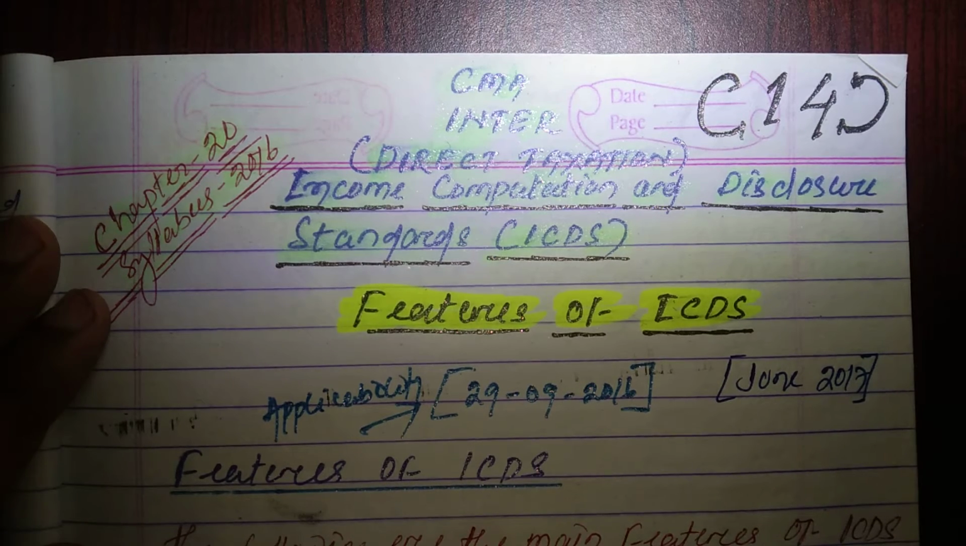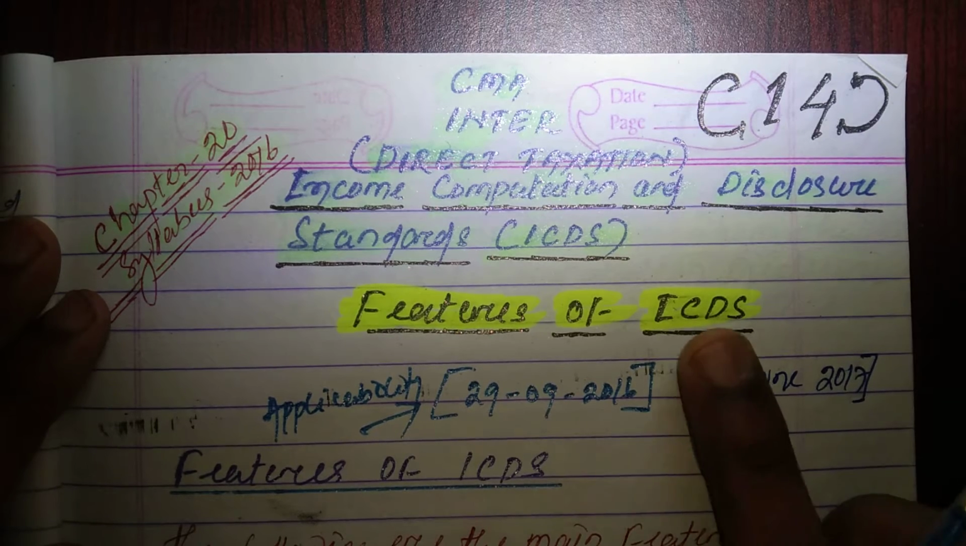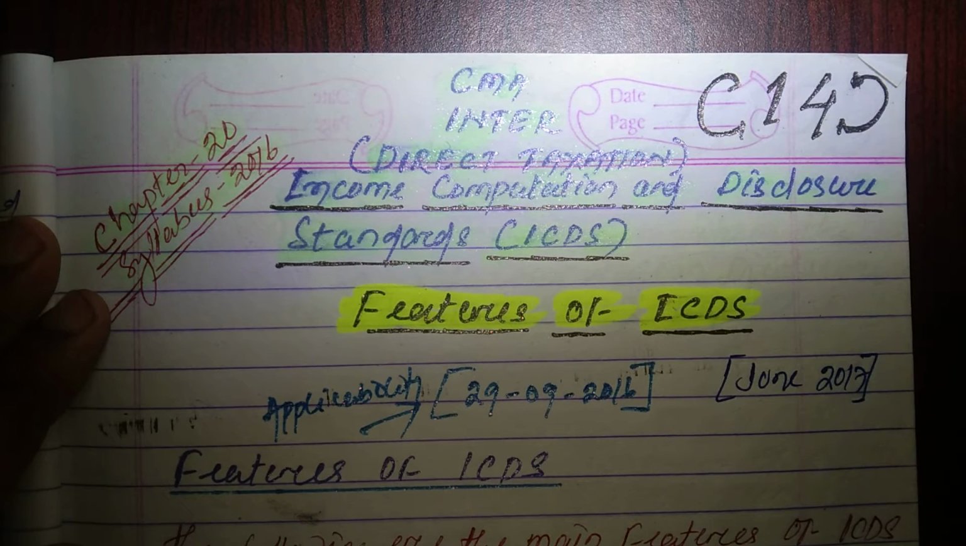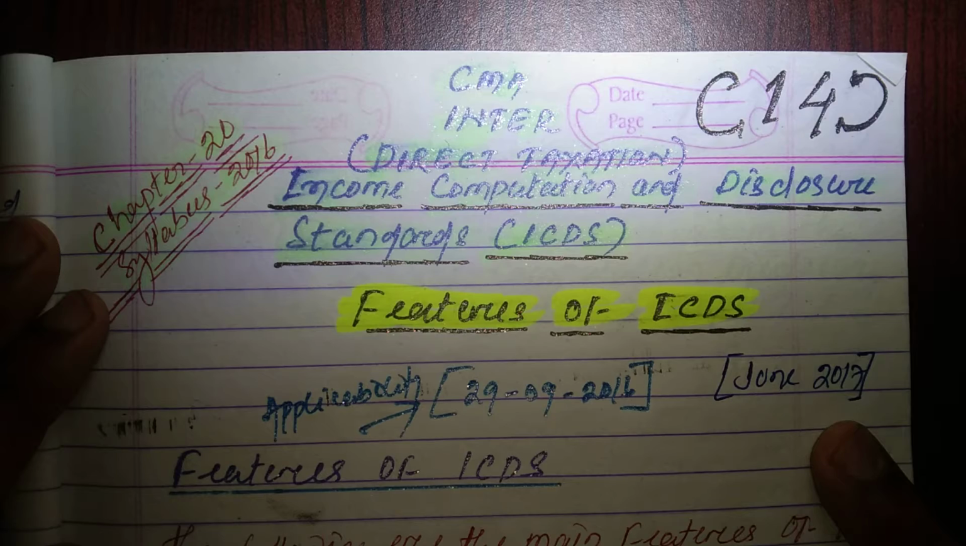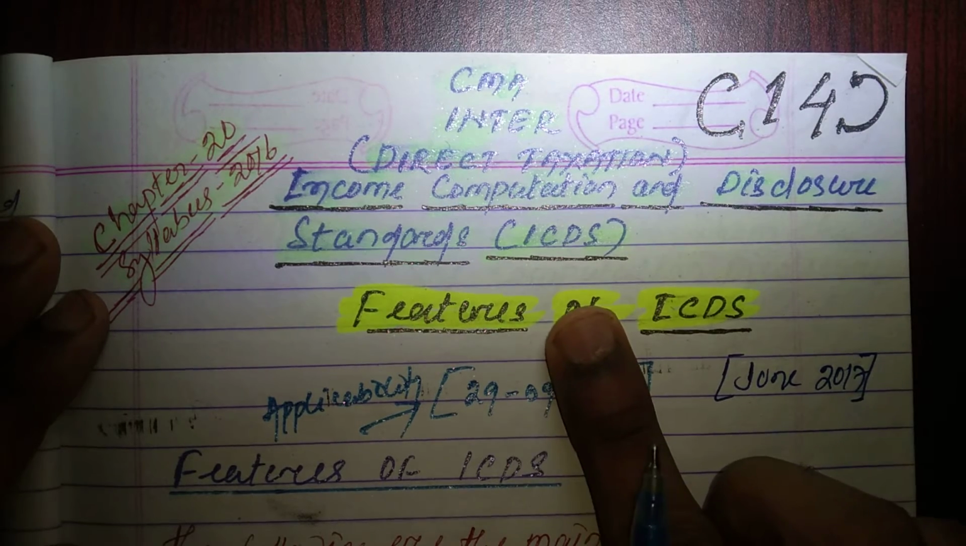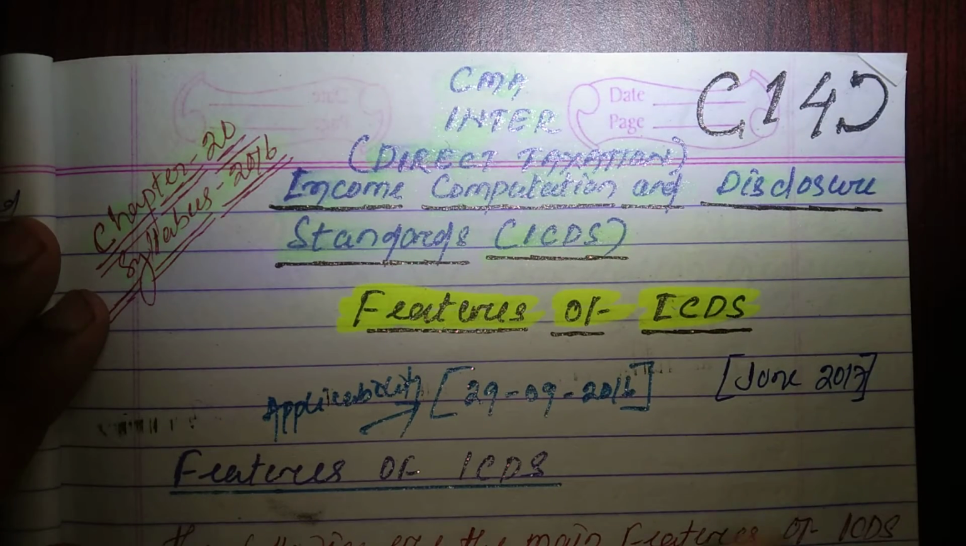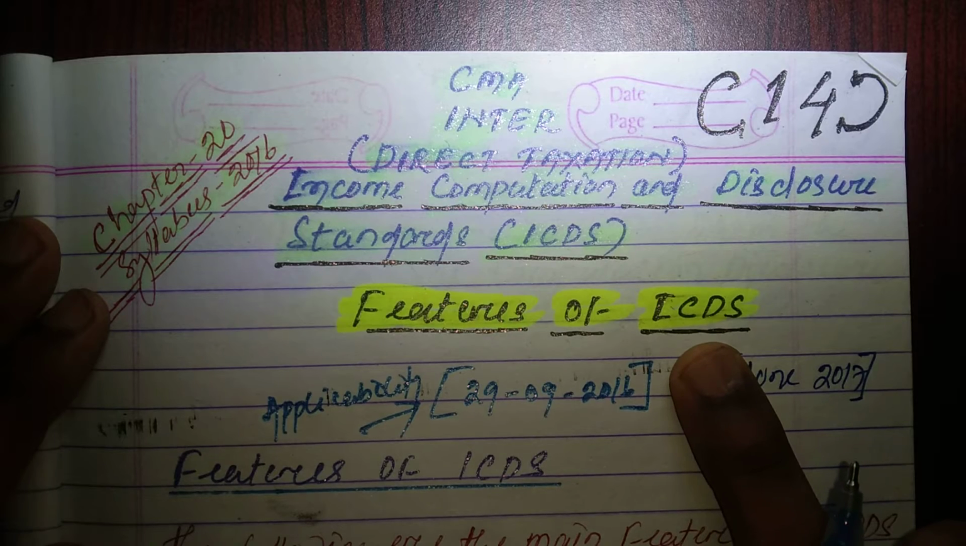So in this video I am going to share one of the very important topics, that is features of ICDS. This is lecture number 14 and this topic already came in the June 2017 examinations. So first, the meaning of ICDS. ICDS means Income Computation and Disclosure Standard.